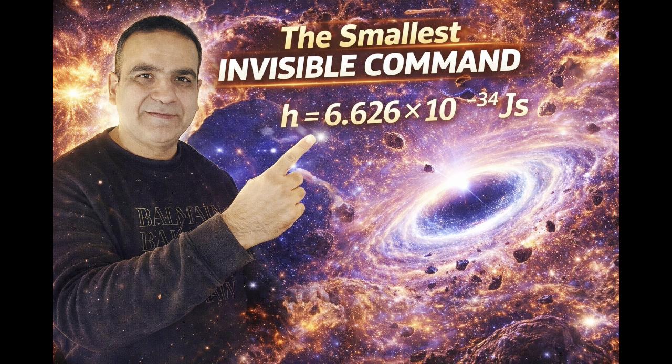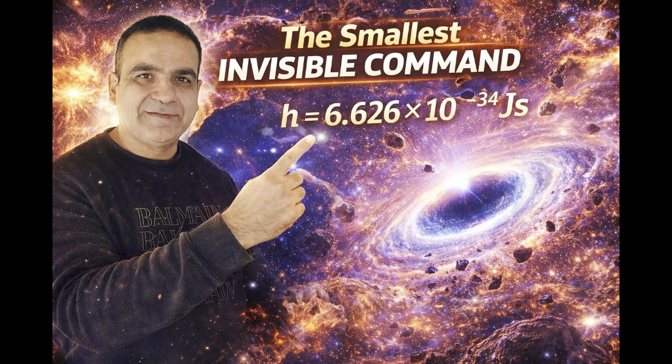And that whisper has a name. That dictation has a name. And it has a name of a number. And this number is called Planck's constant. We talked about the other constants. It's a number so small that it hides from everyday life, yet so powerful that without it, atoms would not exist at all.